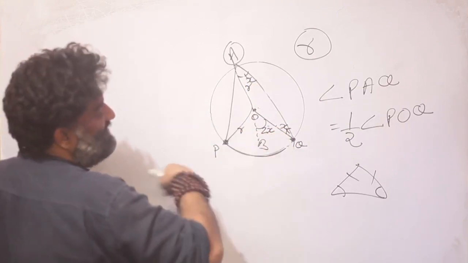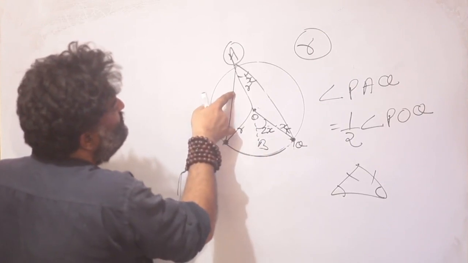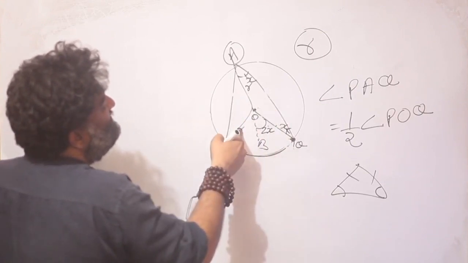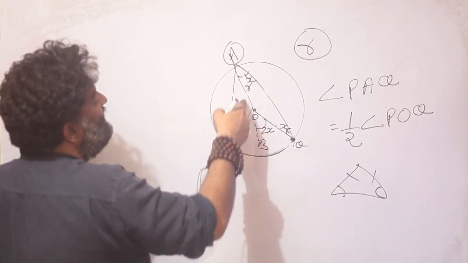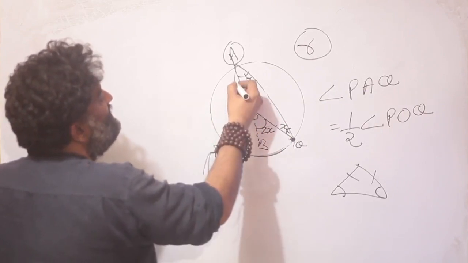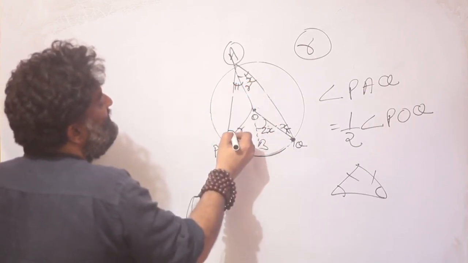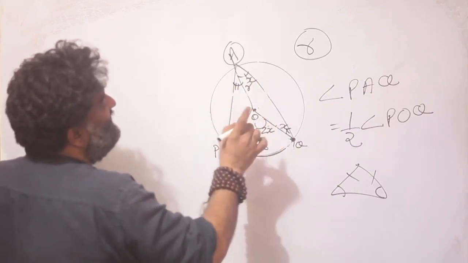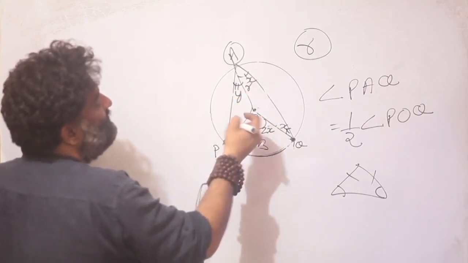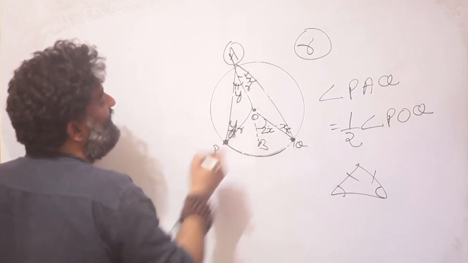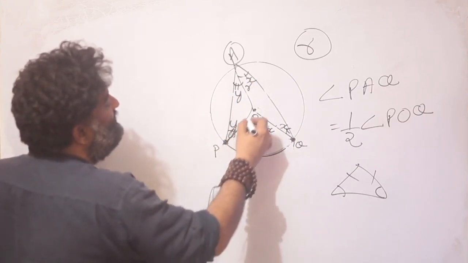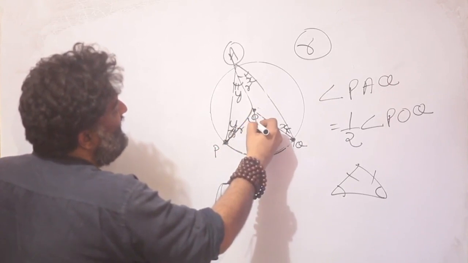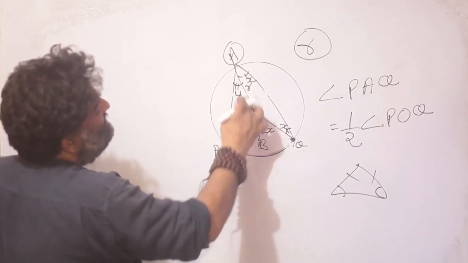The same logic, the same idea will work on this story. This is the radius, this is the radius. Two sides of a triangle are equal to each other. This angle will be equal to this angle. I do not know the connection between these two angles right now, so let me call this Y, and this also will be Y.